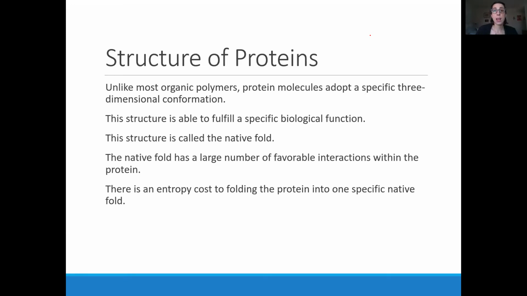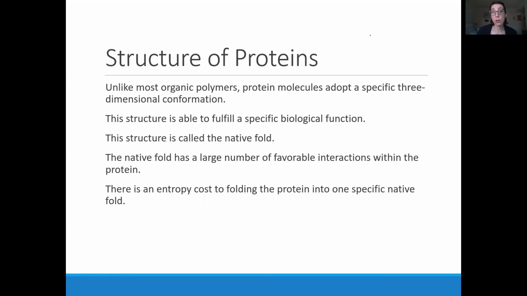So unlike many other polymers, when we think of polymers in an organic sense, we can talk about things like sugars or even nucleic acids. Protein molecules actually adopt a very specific three-dimensional conformation. And this conformation is very important to the protein because it is what allows it to do its job, either as being a structure of a protein or by being something like an enzyme. So this structure allows the protein to fulfill its biological function.